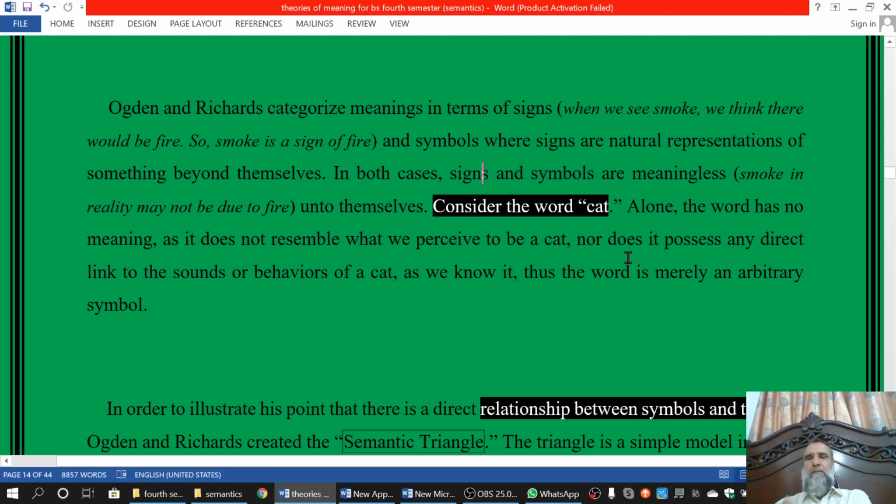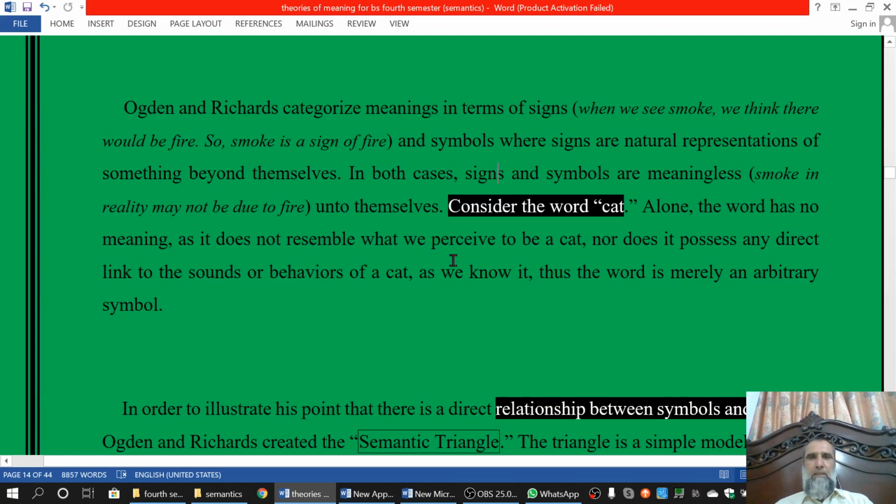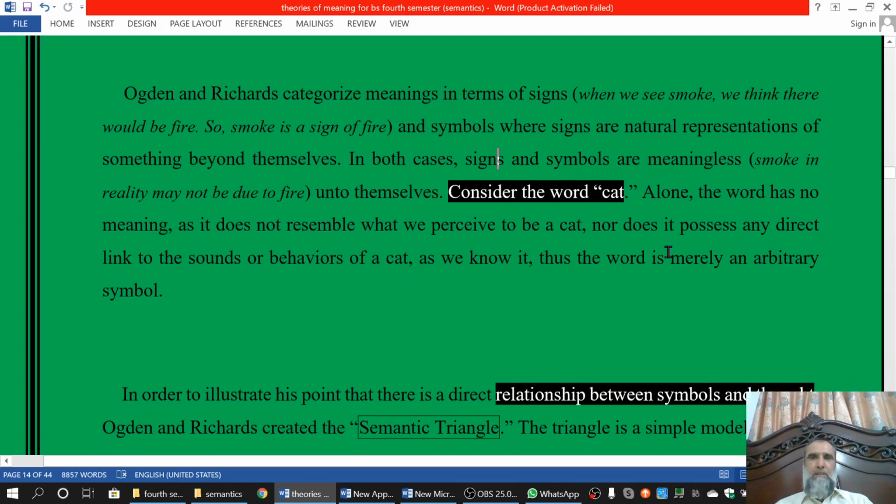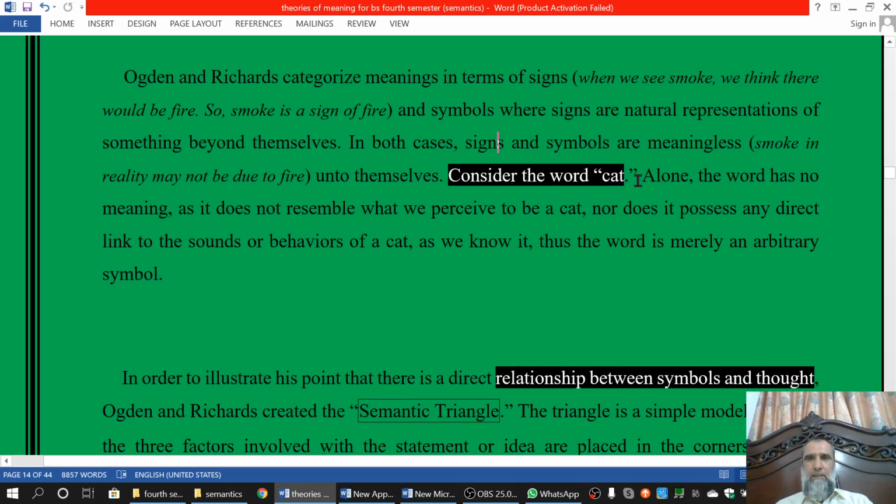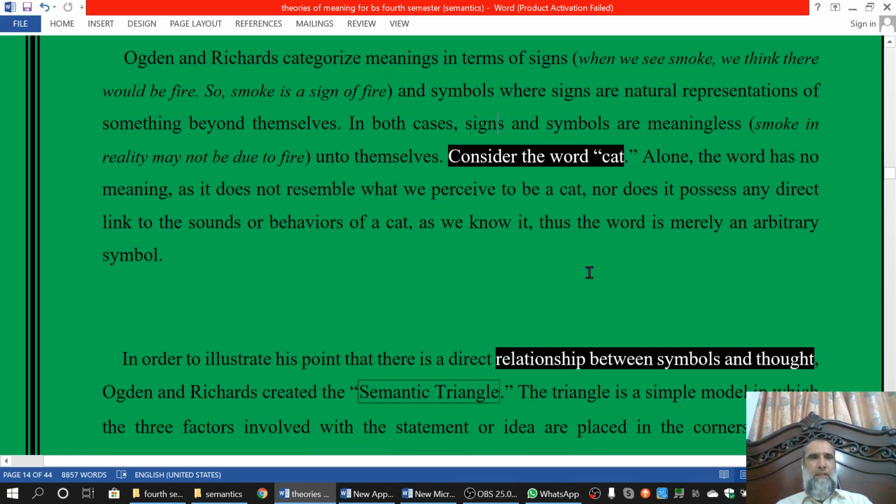Consider the word cat. Alone the word has no meaning. If you do not know English, you will not see a cat in C-A-T, therefore it is meaningless, as it does not resemble what we perceive to be a cat. Nor does it possess any direct link to the sounds or behaviors of a cat as we know it, thus the word is merely an arbitrary symbol.